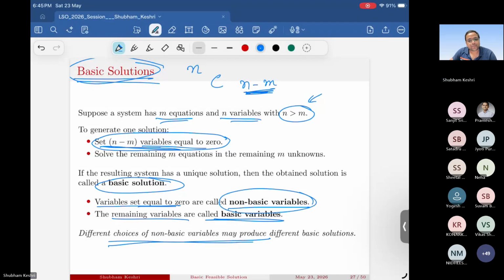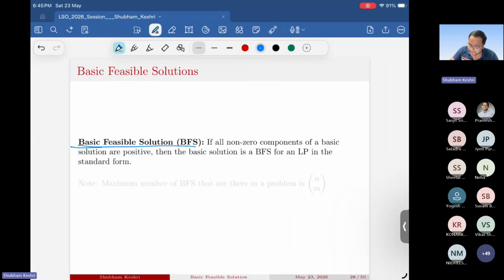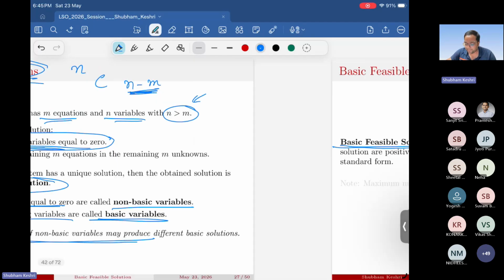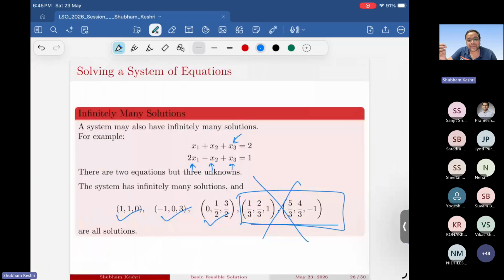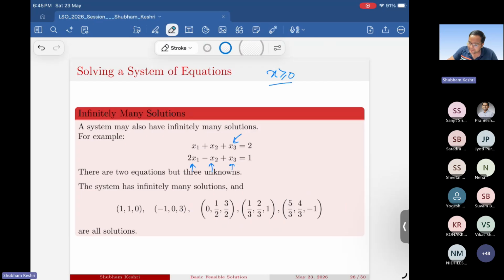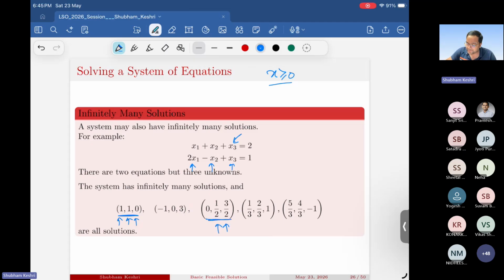Is it clear? Now another definition, which is known as basic feasible solution. In LP, we generally have non-negativity constraints. It is not always the case, but generally we have non-negativity constraints. In that case, this will be a feasible solution. You see x1 is positive, x2 is positive, and x3 is 0. This will be a feasible solution where x2 is positive, x3 is positive, and x1 is 0. But this is not feasible. Why? Because x1 is negative.